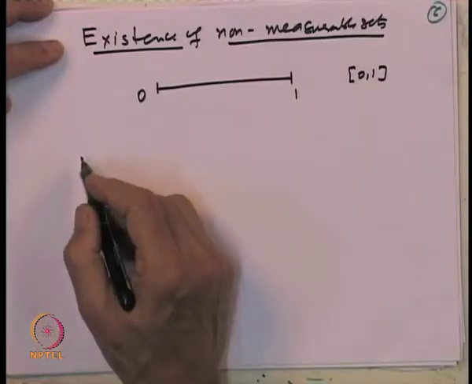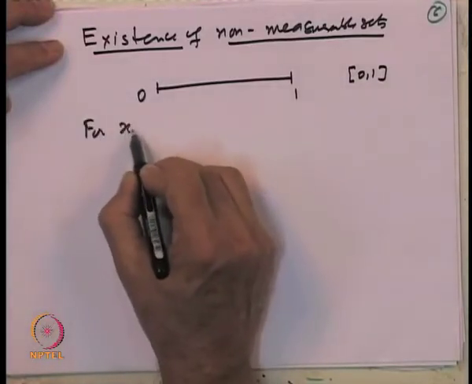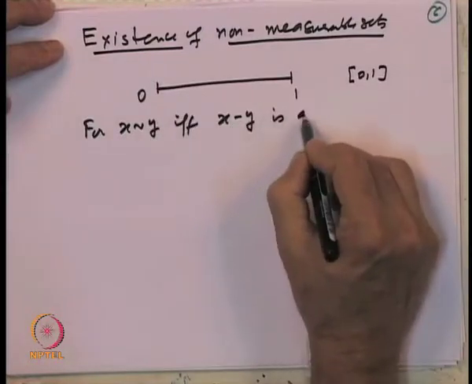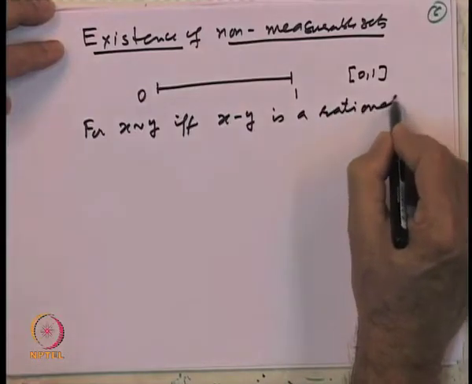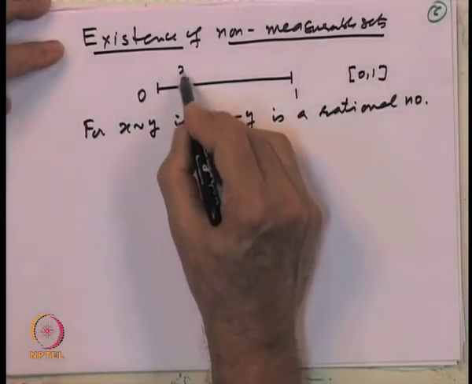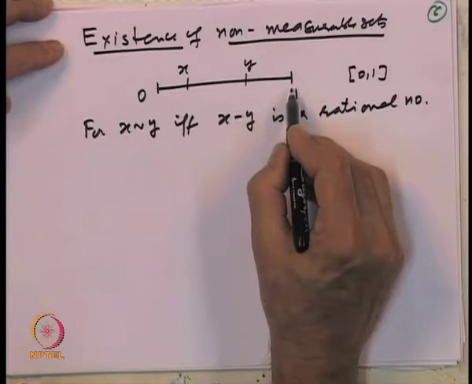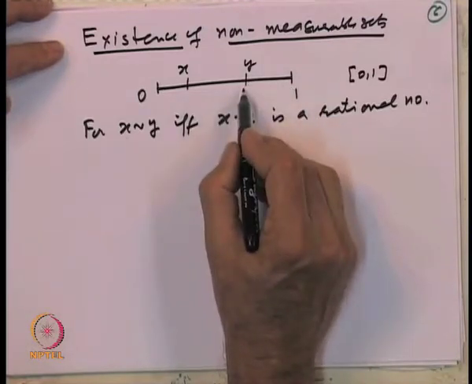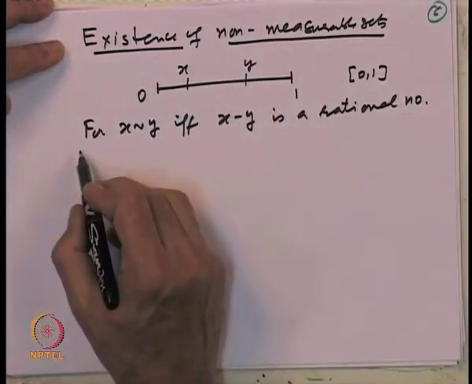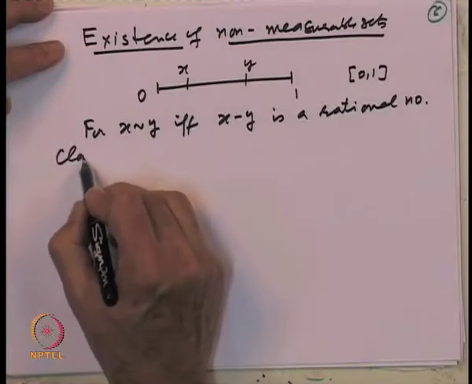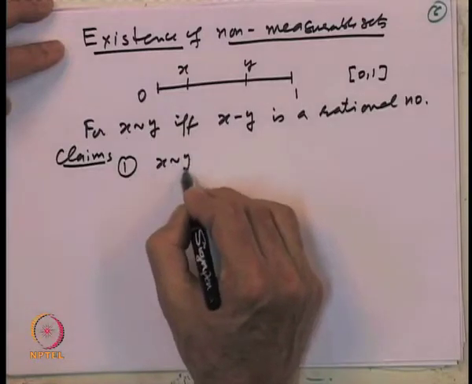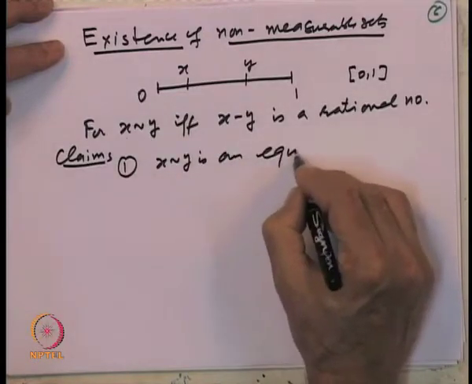On this, I am going to define a relation. For x related to y, if x minus y is a rational number. So, take two points x and y in 0 1 and say that they are related to each other if and only if their difference is a rational number. The first observation, claim 1, is that this x related to y is an equivalence relation.